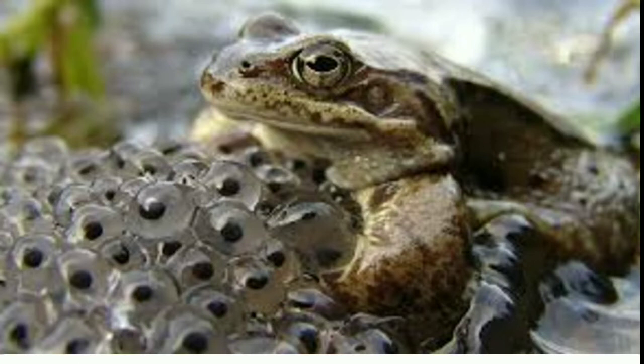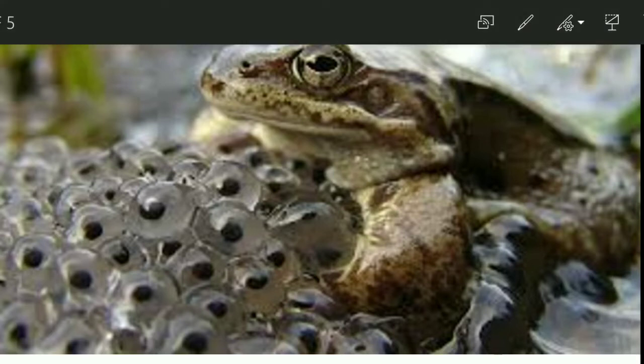So first of all, what is the habitat? You all know it's an amphibious animal, so it's commonly found near freshwater bodies, and being an amphibious animal, it can live both on land as well as in water.